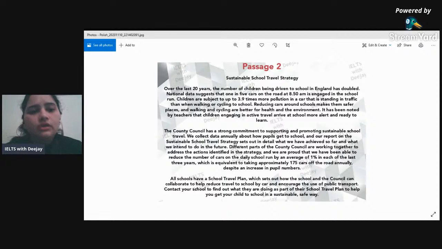The last one, we got the option already that is not given. Just let me know if there are any other options. The question says parents can get help with paying for their children to travel to school by public transport. The answer that we got already is not given.